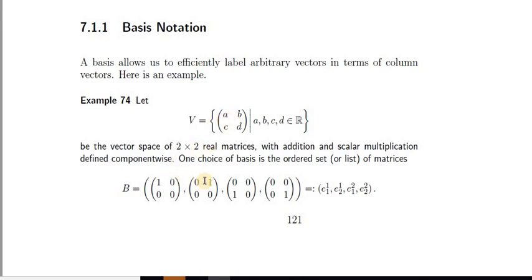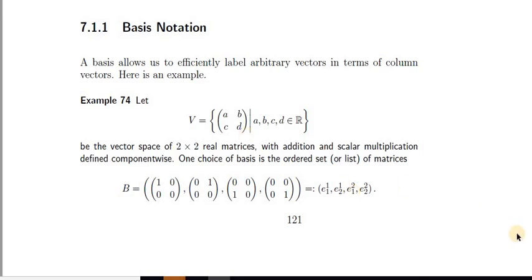Now let's choose these 4 special matrices. Label this way: E11, E12, E21, E22. The top index indicates the row, bottom index indicates the column, and E21, for instance, is the matrix that's 0 except for the 2-1 entry.